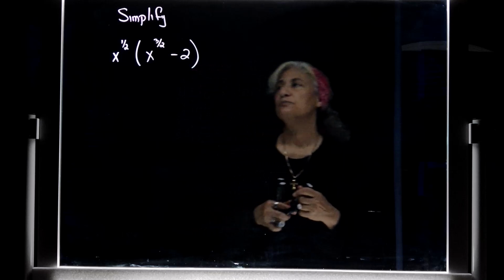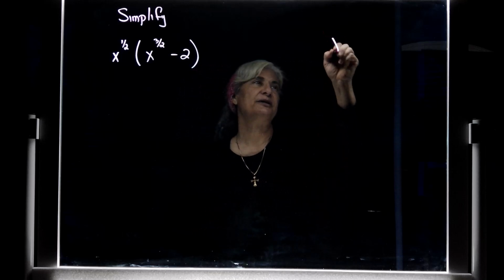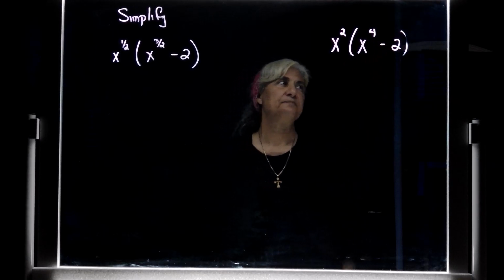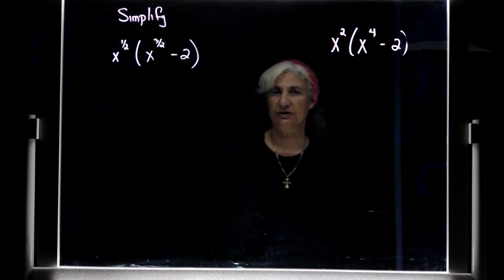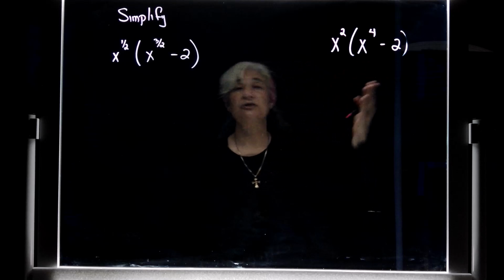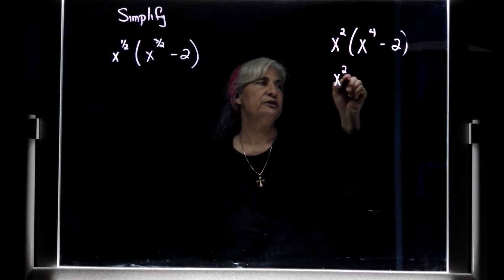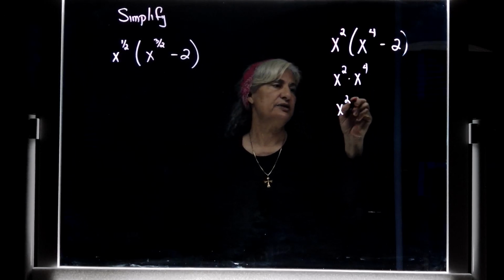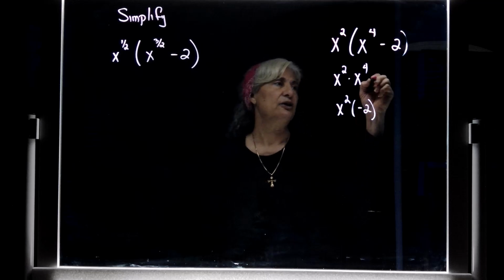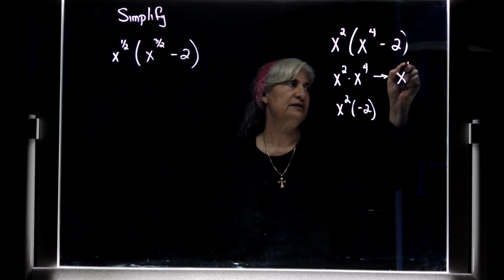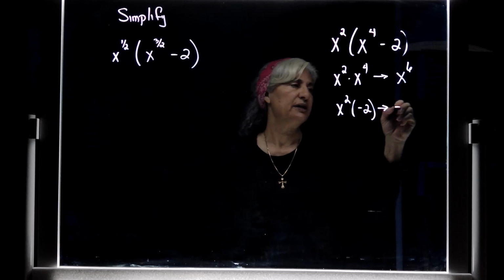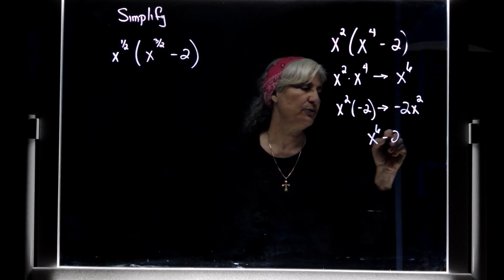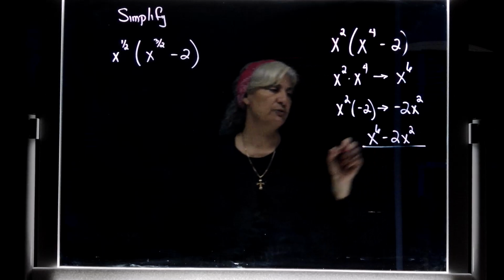Let me sidetrack you. What if I gave you this? Does that look simple enough to do? Good. So tell me what you would do. You would do x squared times x to the fourth, and then what? You would do x squared times a negative 2. Okay, what do you get here? X to the sixth. What do you get here? Negative 2x squared. And so when you put the two together in descending order, this is what your answer would be, right?